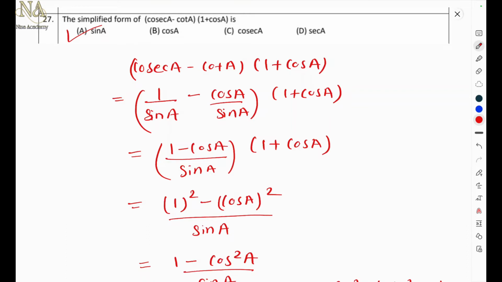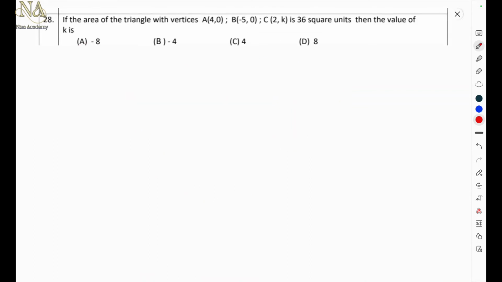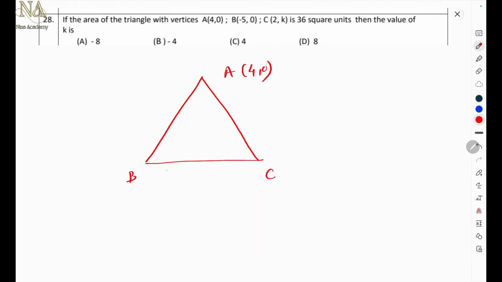Okay, let's go for the next problem. Question number 28. If the area of the triangle with vertices A(4, 0), B(minus 5, 0), C(2, k) is 36 square units, then the value of k is. Okay, so the triangle I will draw, and A, B, C. A is given (4, 0), B is (minus 5, 0), and C is (2, k).